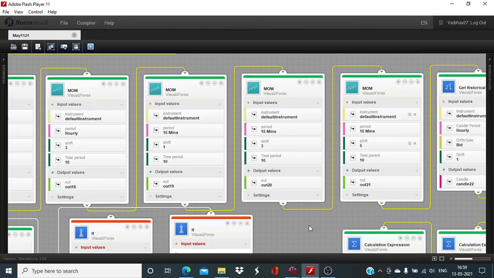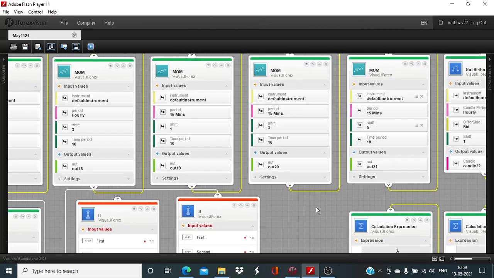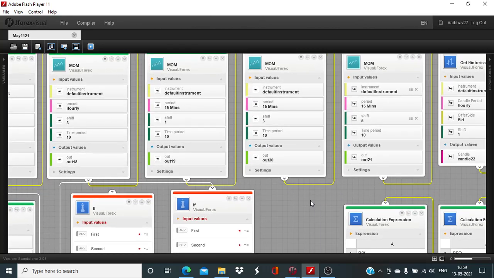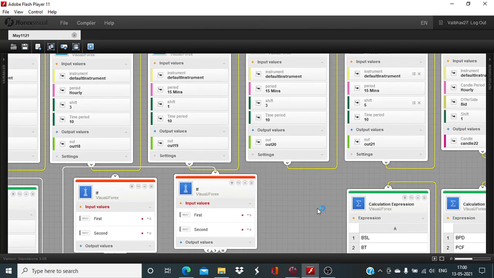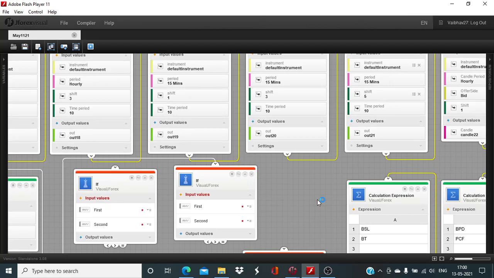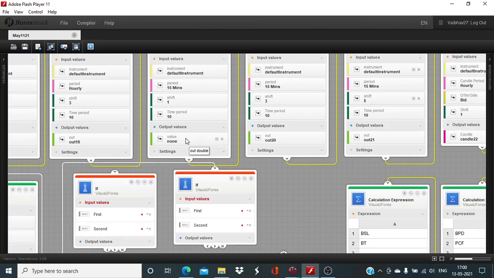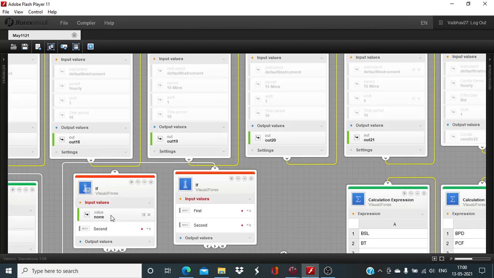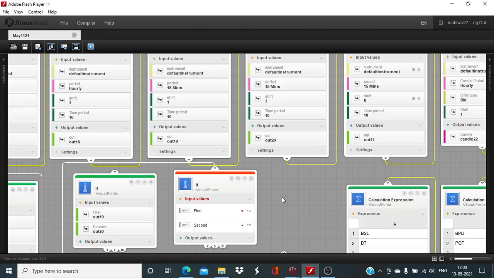So here out 19, out 20, out 21, these three values will need to be compared in between, and that's how we are going to define this algorithm. And last 15 minutes momentum output should be below 0.